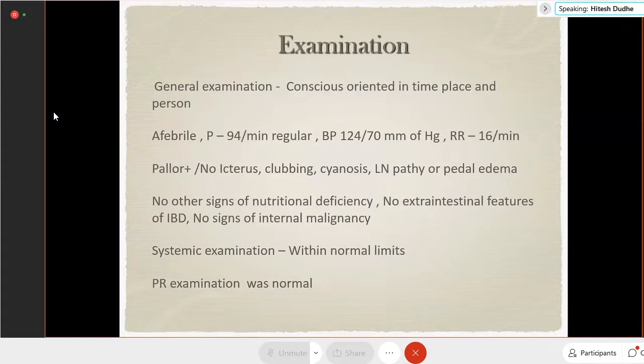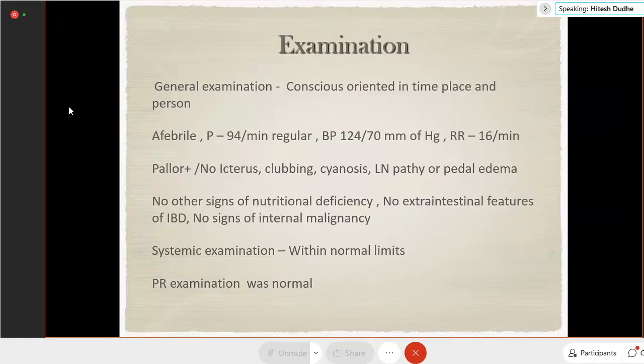On examination, on general examination, she was conscious, oriented in time, place, and person. She is afebrile with a pulse of 94 per minute, regular, good volume, equal on both sides. Her BP was 124/70 in the right arm supine position. Her respiratory rate was 16 per minute. There is mild pallor, no icterus, clubbing, cyanosis, lymphadenopathy, or pedal edema.